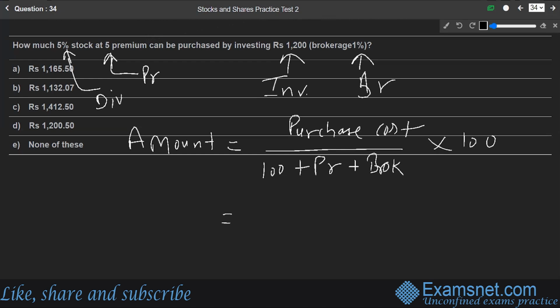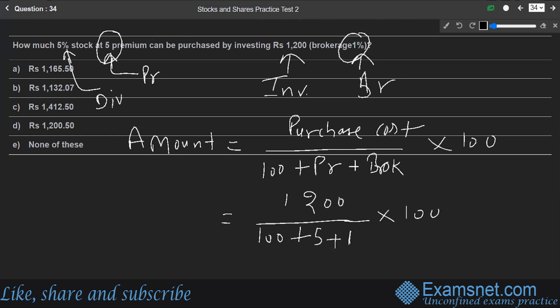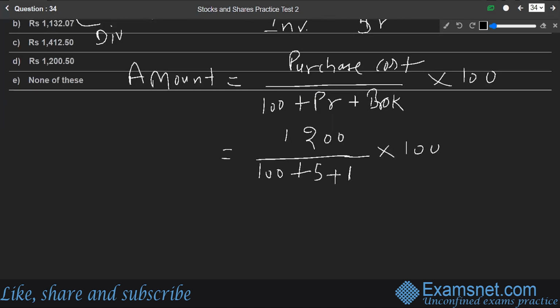Let us put down all the values. Purchase cost is nothing but the investment, that is 1200 rupees, divided by 100 plus the premium value, which is already given as 5. So we can write down 5 here, plus the brokerage value, which is given as 1. So we can write down 1 here, and into 100 is also to be performed.